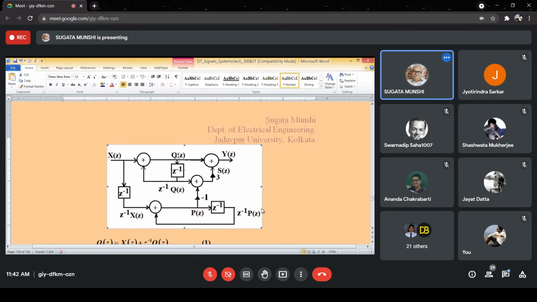And here, if this is Q(z), what is fed back is z to the power minus 1 into Q(z). All right. Here, the z transform of the signal present here is P(z). So the z transform of the signal present there will be z to the power minus 1 into P(z).